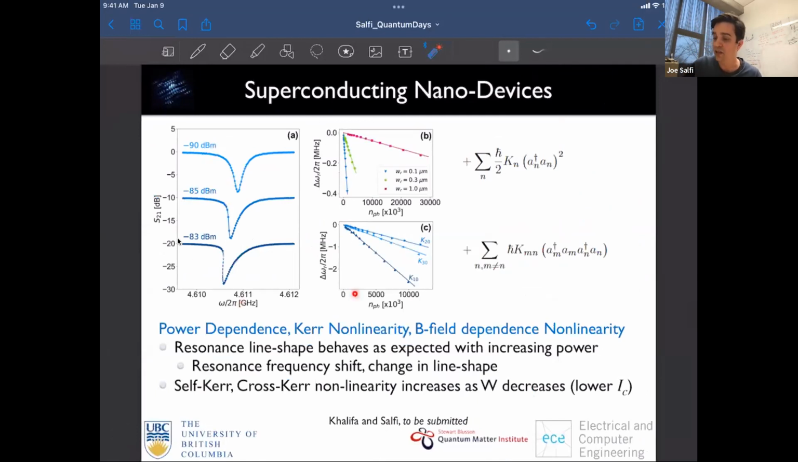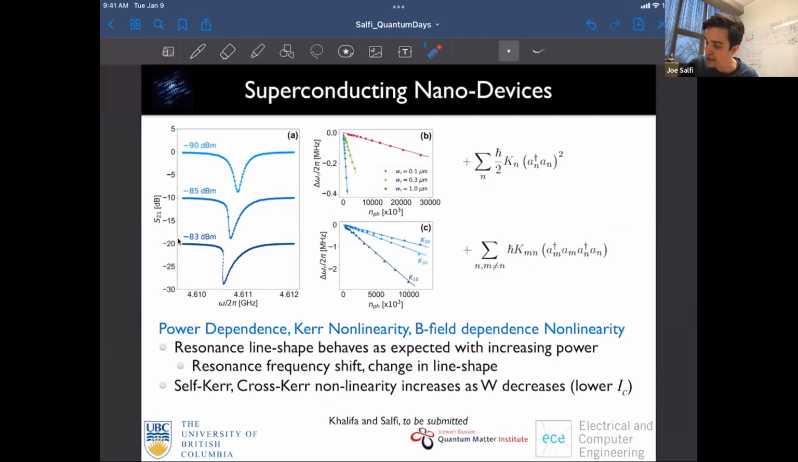And I'm going to talk about the nonlinearities. So the first nonlinearity we see here is the self-Kerr coefficient. As we add photons to the resonator, we're getting a shift in our resonance frequency. Same with this cross-Kerr coefficient, where the resonance frequency is shifting because of pumping on another one. And this is the characteristic line shape we expect. It behaves exactly as we expect with increasing power. And we've looked at this, self-Kerr and cross-Kerr.